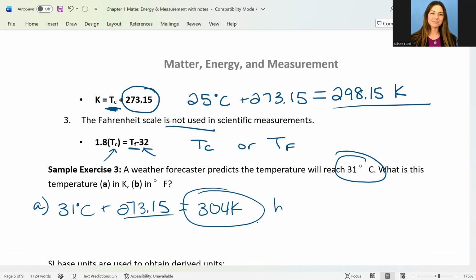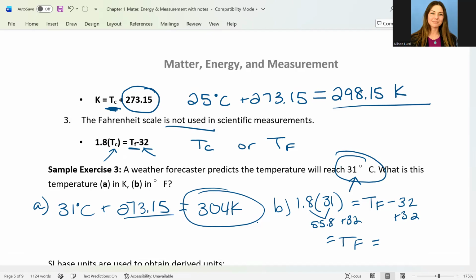So we can do something similar when we convert here to Fahrenheit. We can take that original equation up top there, so 1.8 times 31 for degrees Celsius, and that will give us our temperature Fahrenheit minus 32. So whatever this product is over here, we're going to get around 55.8. We can add to that 32 degrees, and that will give us our temperature in Fahrenheit. So the value there, after we round to just two digits based on our original value given, we would find our temperature would be 88 Fahrenheit for part B.